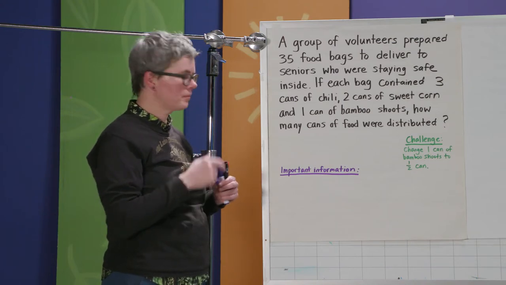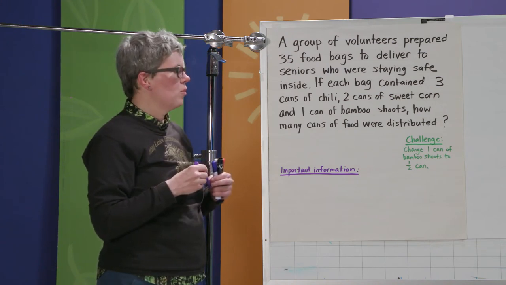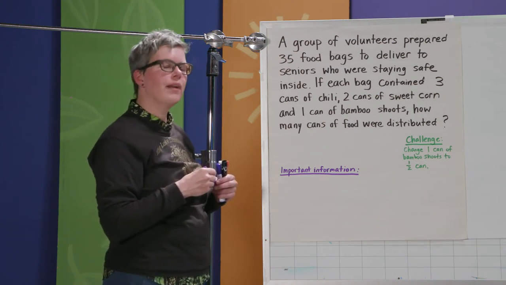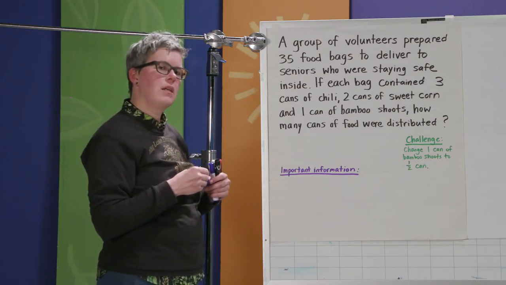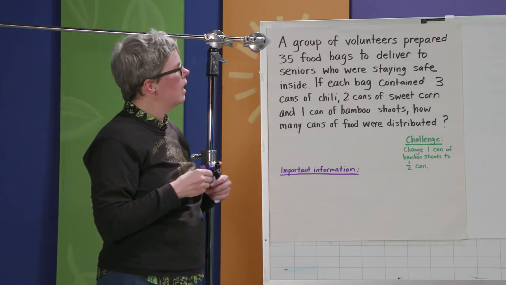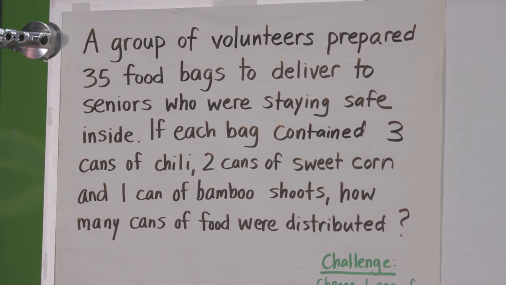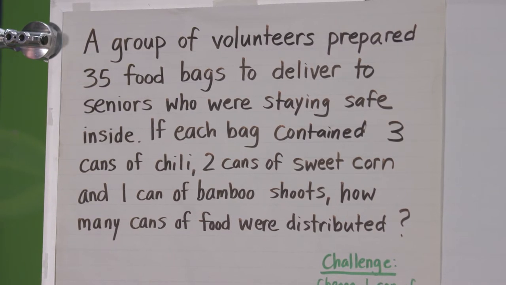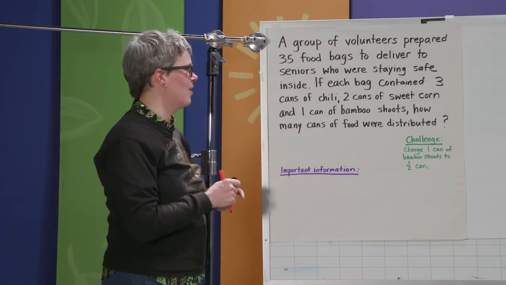Okay, second read. This time I want you to really focus on what this problem is asking. What are we trying to figure out here? Okay, so I want you to read along silently with me, and I'm going to read it out loud again. A group of volunteers prepared 35 food bags to deliver to seniors who were staying safe inside. If each bag contained 3 cans of chili, 2 cans of sweet corn, and 1 can of bamboo shoots, how many cans of food were distributed? What are we trying to figure out?